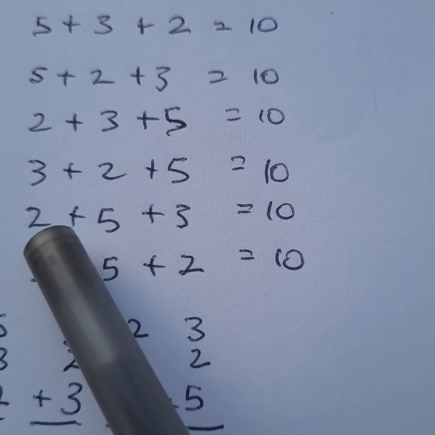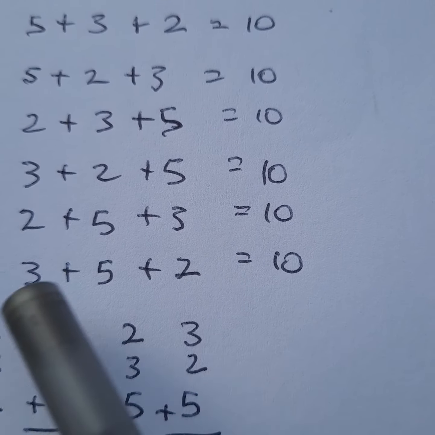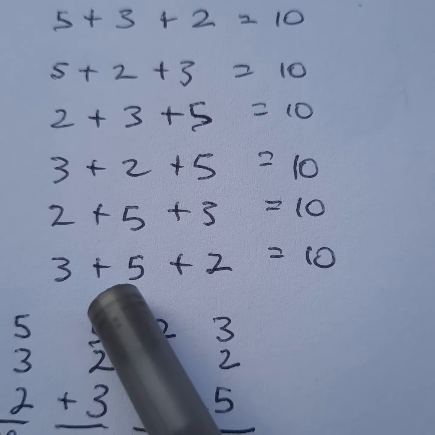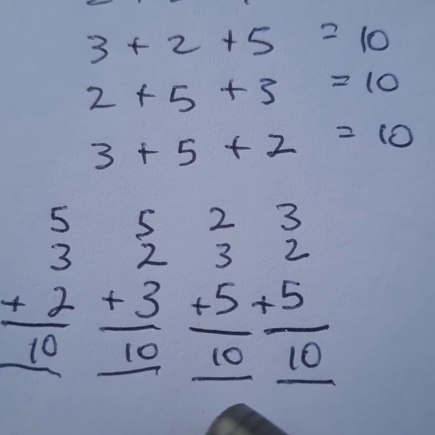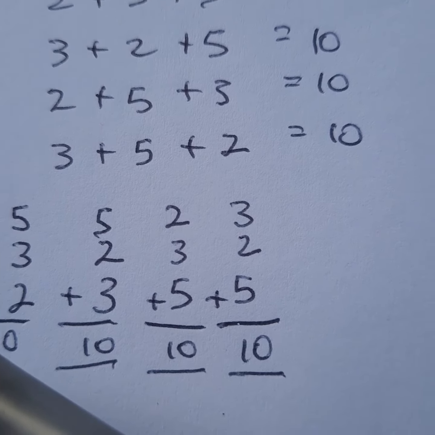3 and 5, 2 and 5, 7 plus 3 is 10. 5 and 3 is 8, plus 2 is 10. Here, any order in which you put the numbers, we end up with the answer 10.